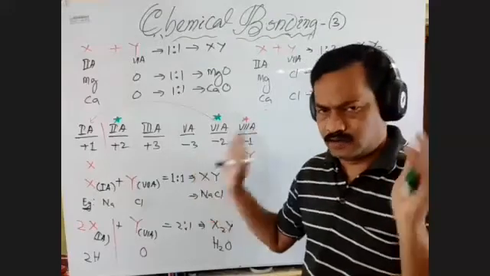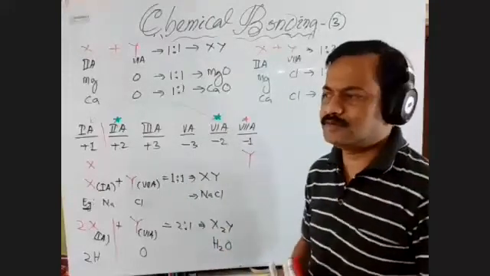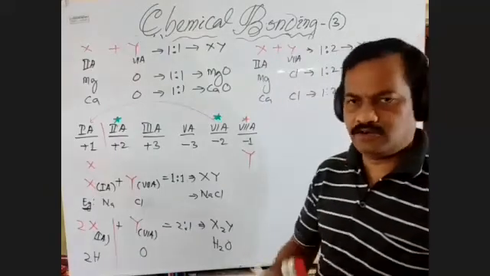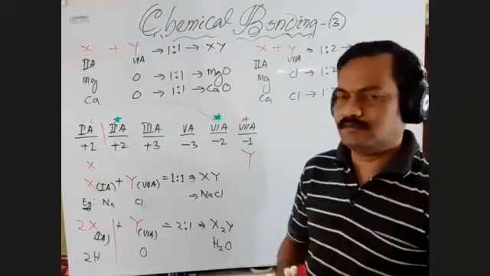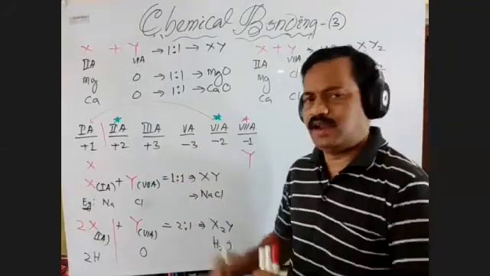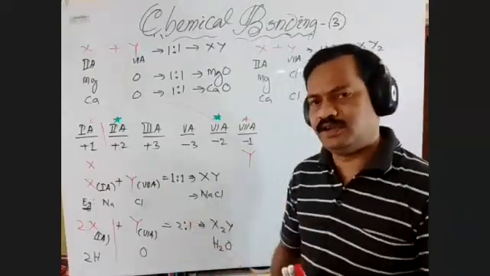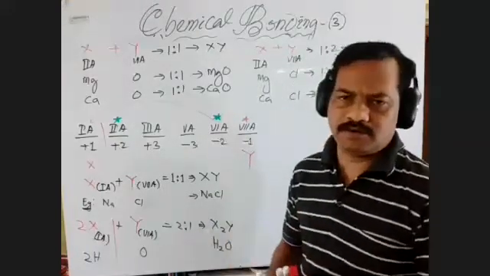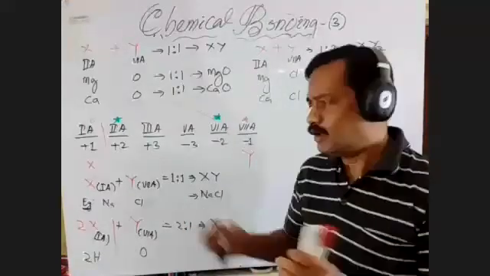All the intention of these elements is to achieve the nearest inert gas configuration to achieve stability. Because the inert gas or zero group elements are chemically inert, chemically stable, because of their either duet configuration or octet configuration. The rest of the elements are unstable because they don't have such a configuration, either duet like helium or octet like neon and argon. That's why they're not stable.